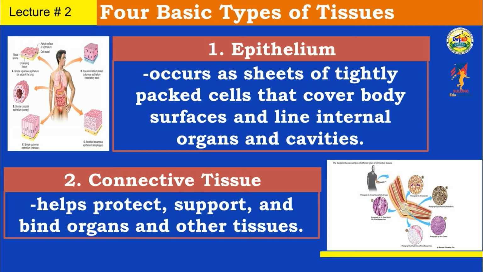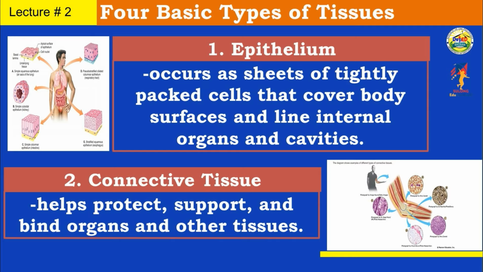They form the covering of all the body surfaces, line body cavities and hollow organs, and are the major tissue in glands. They also perform a variety of functions that include protection, secretion, absorption, excretion, filtration, diffusion, and sensory reception.